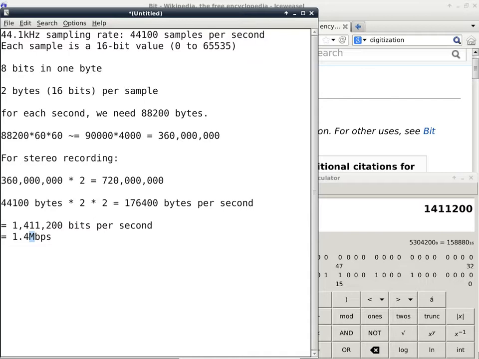Go ahead. I want to make sure I understand. So you're saying 1,000 bits is 1 kilobit? Yes. Okay, let's talk about the units here.